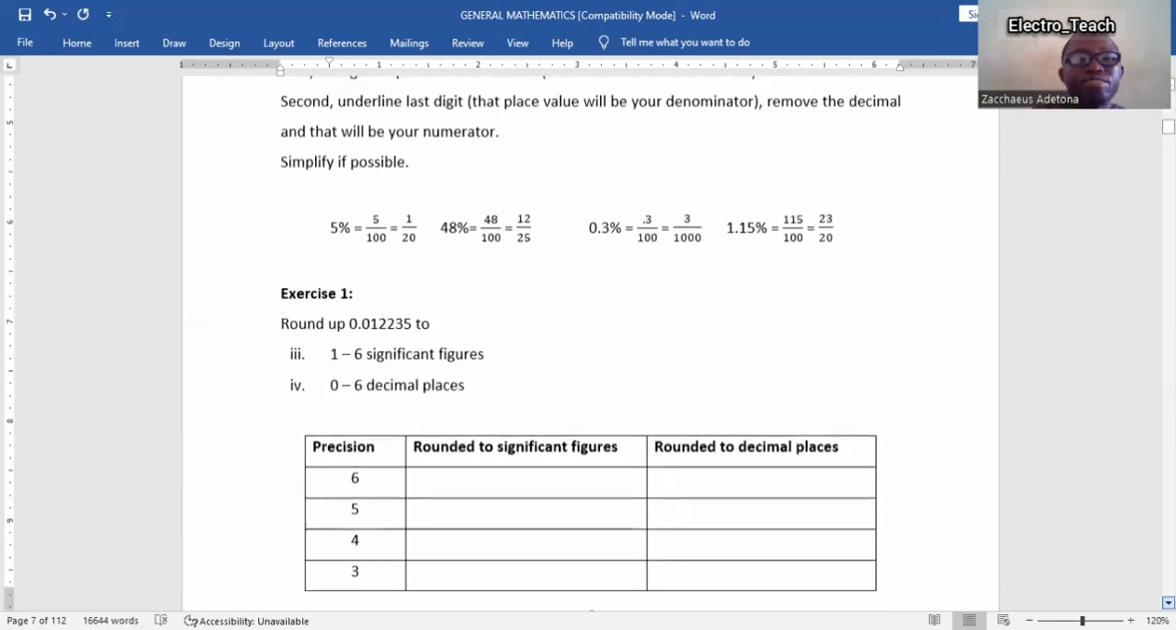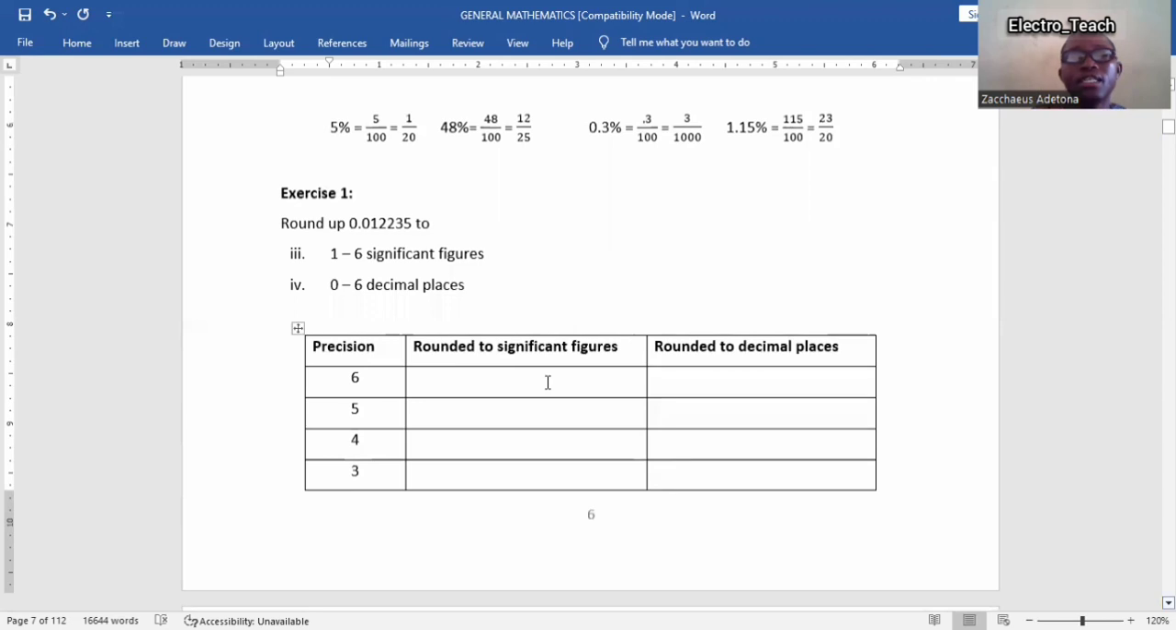Now, we have an exercise. So go ahead now and convert these few numbers, significant figures and decimal places. Then we are going to stop here.